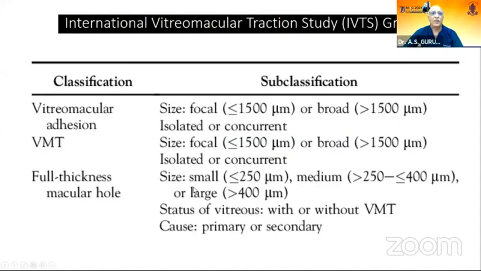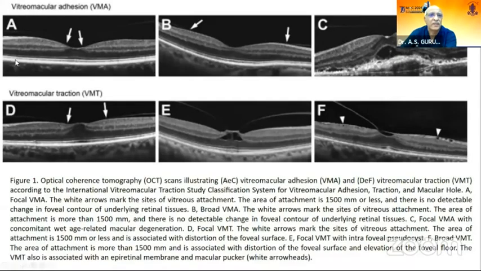The International Vitreomacular Traction Study Group, the IVTS group, classified vitreomacular abnormalities into vitreomacular adhesion, vitreomacular traction, and macular hole, and each of which was further classified into focal and broad depending on the size of adhesion, and also into isolated or concurrent depending on the presence or absence of concurrent disease. Just some examples from the literature.